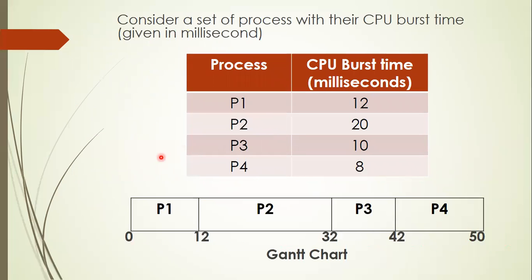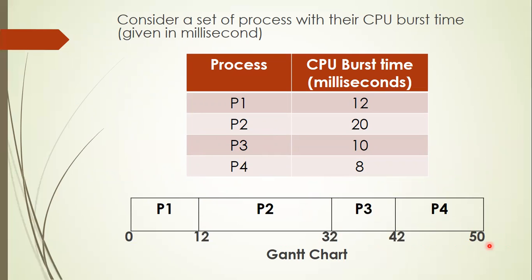Now, all four processes are in the ready queue, so the time starts at 0. P1 execution is over at 12 milliseconds. P2 execution is over at 32 milliseconds. P3 execution is over at the 42nd millisecond. And P4 execution is over at the 50th millisecond.